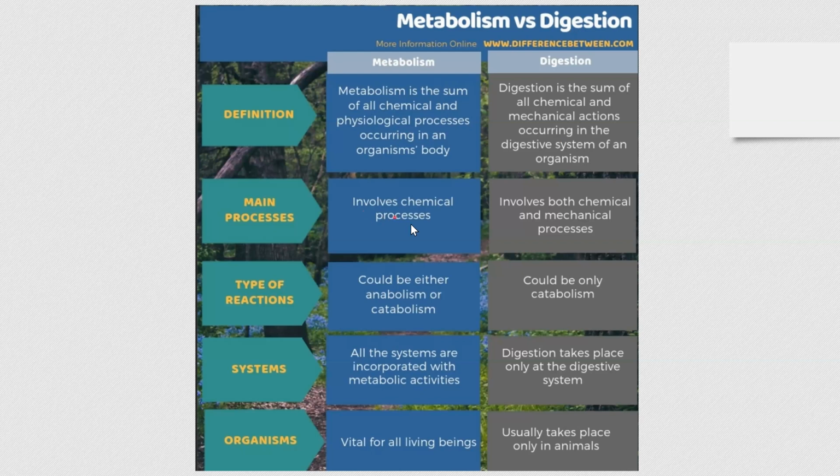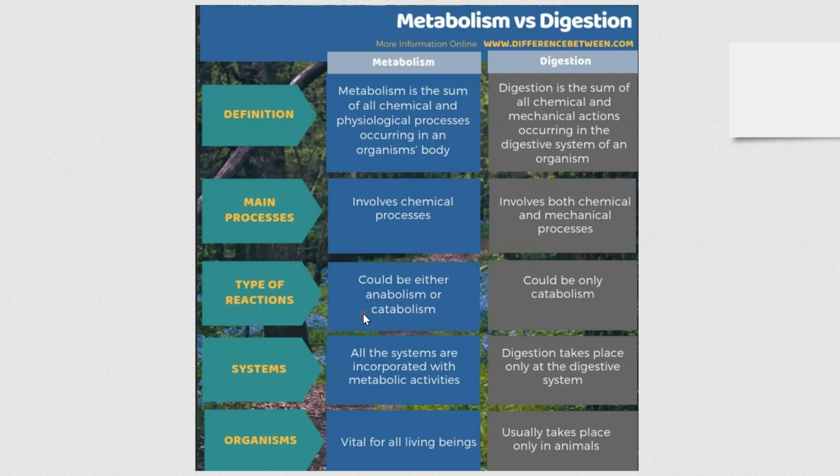Metabolism involves chemical processes. Digestion involves both chemical and mechanical processes. Mechanical processes are, for example, you chewing your food, or your stomach breaking it down. Part of mechanical digestion happens inside your stomach when you mix the chyme with digestive juices and so on. So digestion includes mechanical processes plus chemical processes.